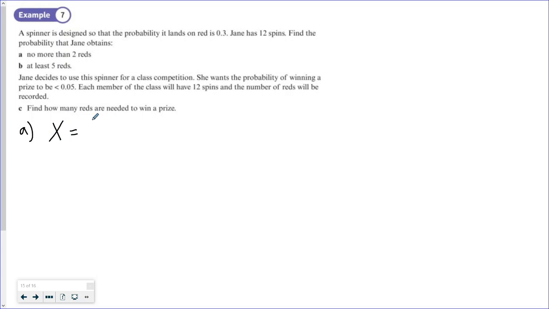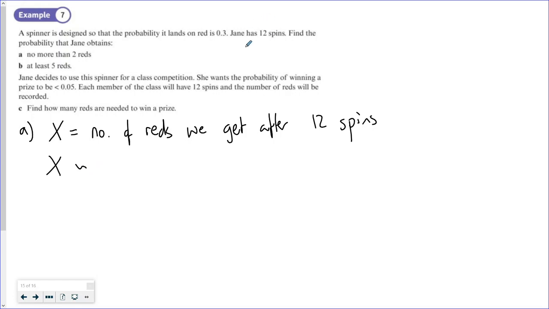So we're going to say X is the number of reds we get when we spin the spinner 12 times. And you should recognize that this X is going to be binomially distributed because we're doing 12 trials, so it's binomial 12. And because we're counting up the number of reds, here success is getting a red. So the probability of success is 0.3. So X is going to tell us how many reds we get.